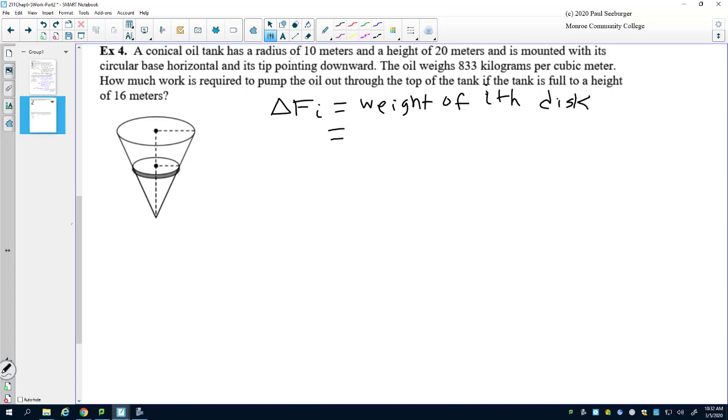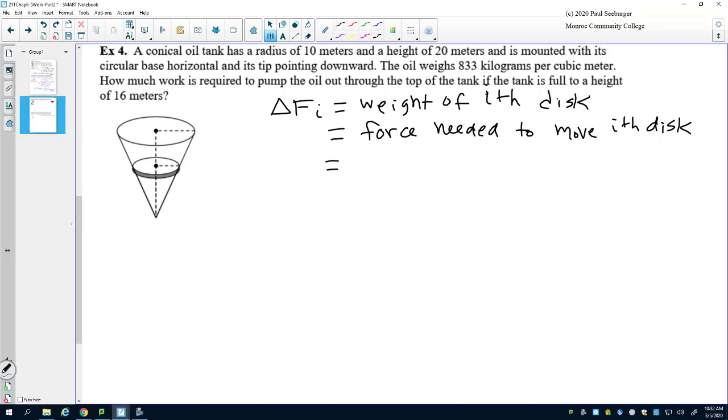This helps maybe here to think about this. The weight is really the force needed to move the ith disk. Okay, but it is the weight, it's the F equals ma, though. We've got to think of it that way, right? It's in newtons, not in kilograms.